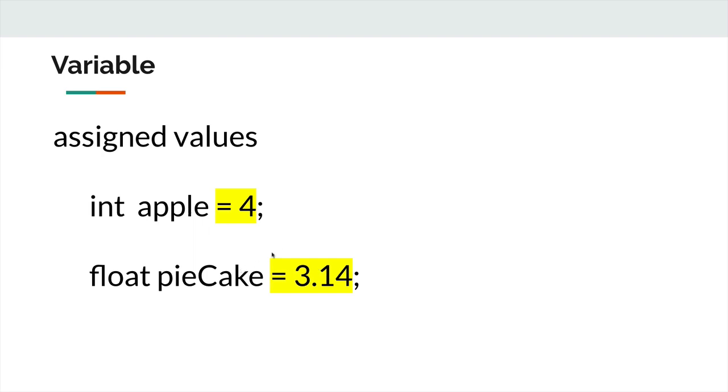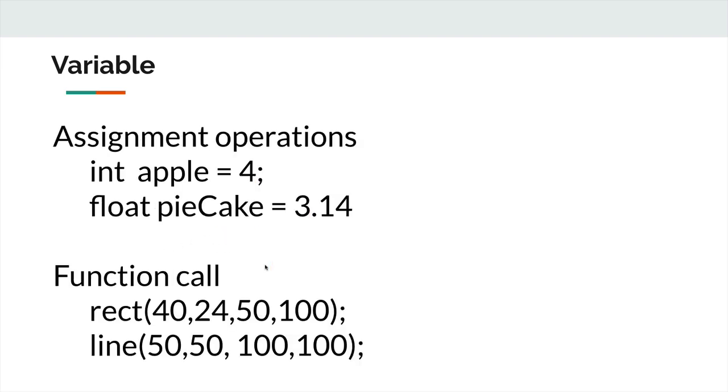3.14 is cake. And the difference between integer and float: integer is a whole number, like you count when you're a little kid. Float has a decimal point. So these assignment operations, 4 to apple, integer, 3.14 to pie cake, and it's a float. That's the variable. Some programs just type out the name of the variable and automatically set up what it is. This is a function call. Make a rectangle. 40 by 24 is the location. Here's the width and height. Line 50 by 50, 100 by 100.